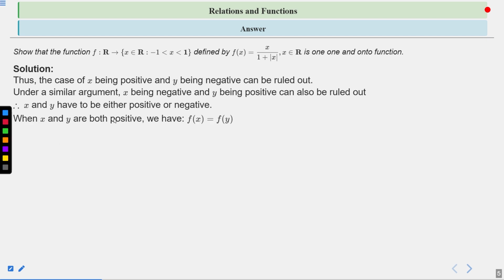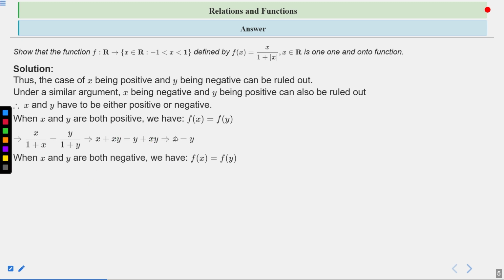So when x and y are both positive, let's take f(x) equal to f(y). Both are positive, so we can write it as x upon 1 plus x and y upon 1 plus y, because both x and y are positive, so we write x as plus x and y as plus y. When we solve this, we get x plus xy equal to y plus xy. The xy terms cancel out, and we get x equal to y. So if we assume f(x) equal to f(y), then it comes out that x is equal to y.